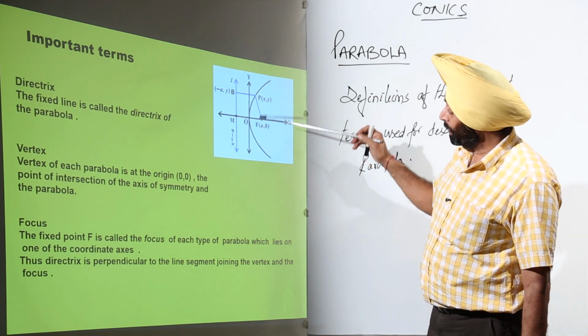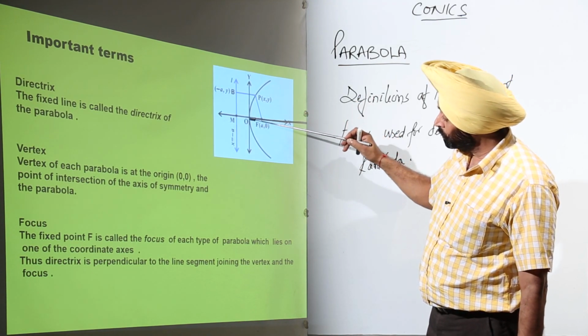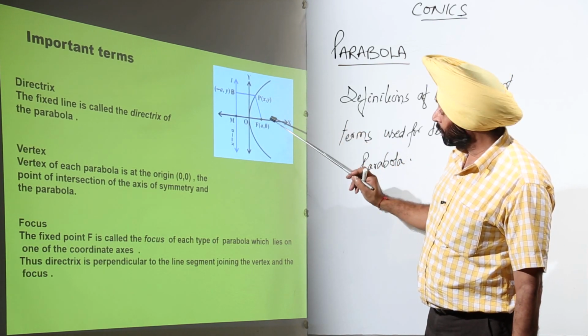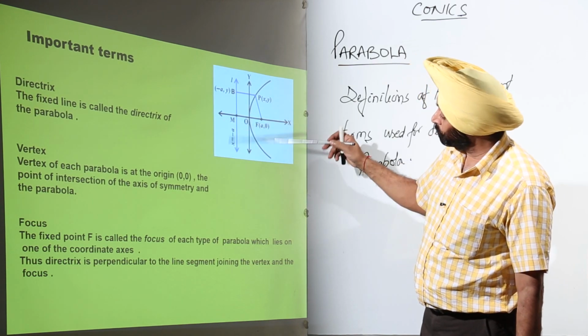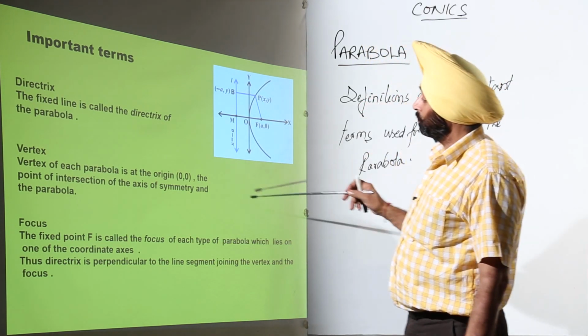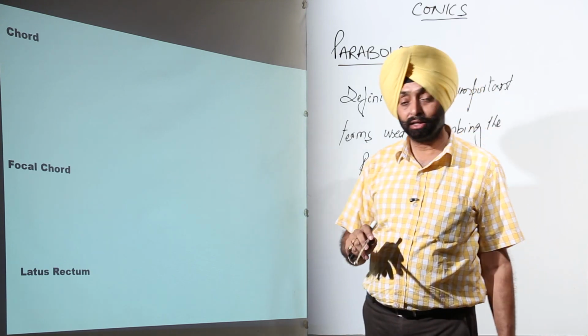Okay. And now one more thing: from this point to this point, by the definition, it means O and M are also equal. So we have FO equal to OM. That's why the equation of the directrix is x equals minus a. Okay. Now we have the chord, focal chord and latus rectum.